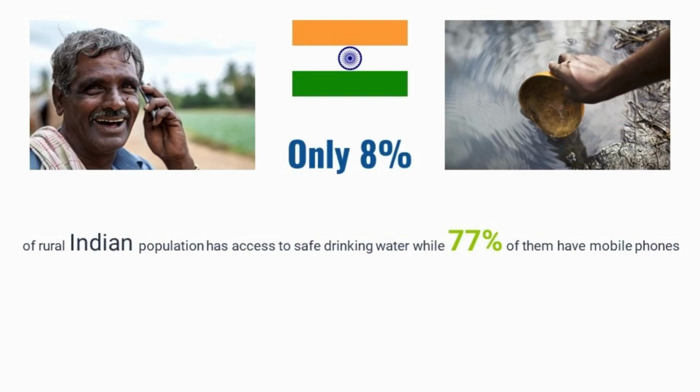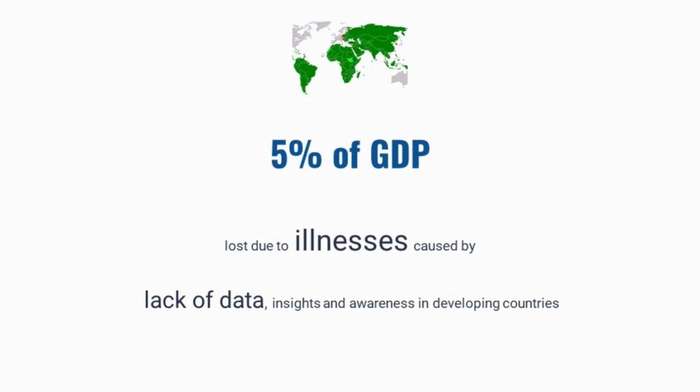In India, just 8% of the rural population have access to safe drinking water, while 77% of them own a mobile phone. So it's not like they don't have the purchasing power to buy a passive, cheap water filter, but they don't see value in investing in safe water infrastructure. This cumulative lack of data, insights and awareness can cost developing economies as high as 5% of their GDP.